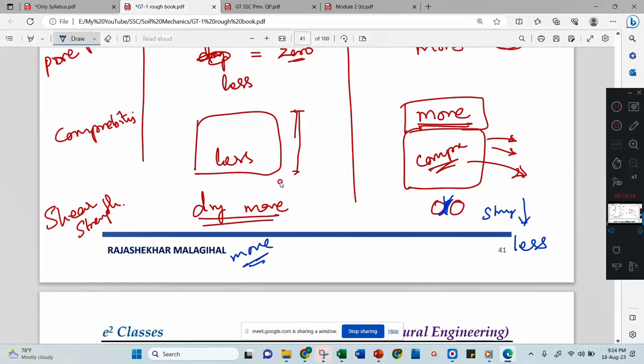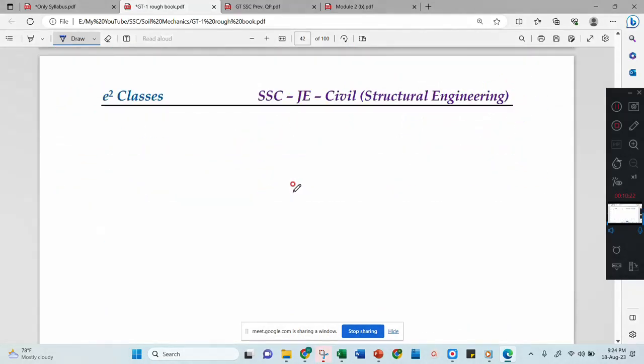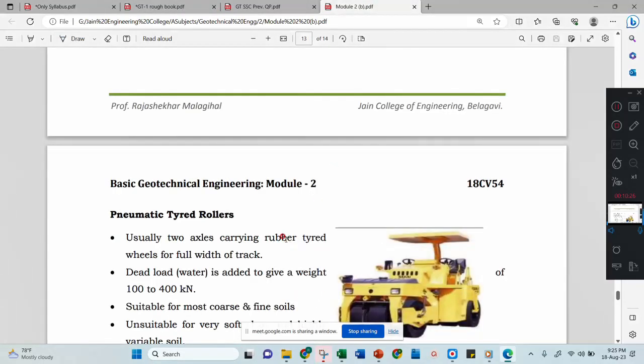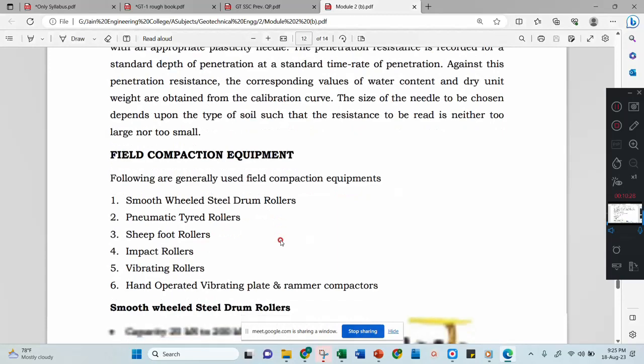Understood? These are the properties which are affected by compaction. By doing compaction, these properties will be affected in this manner. Okay. Right now, I have completed this compaction. But one last chapter is there. That is your field compaction. Okay.